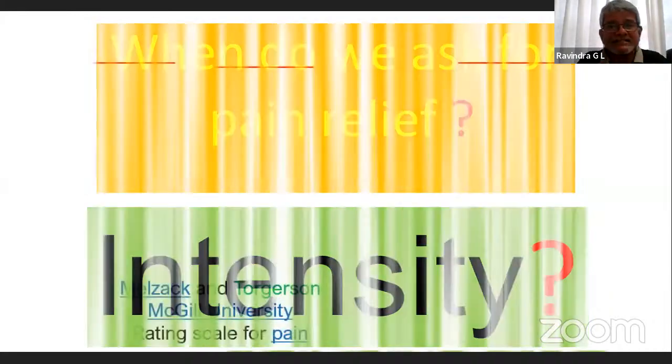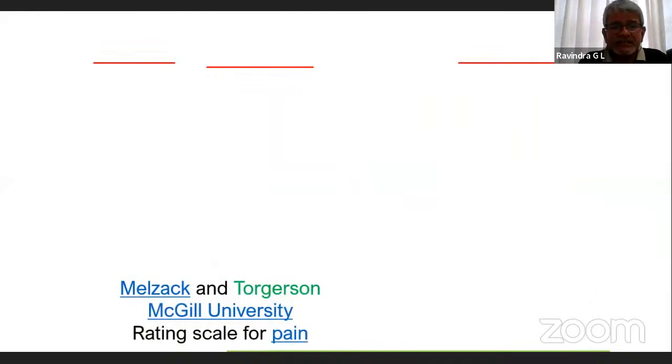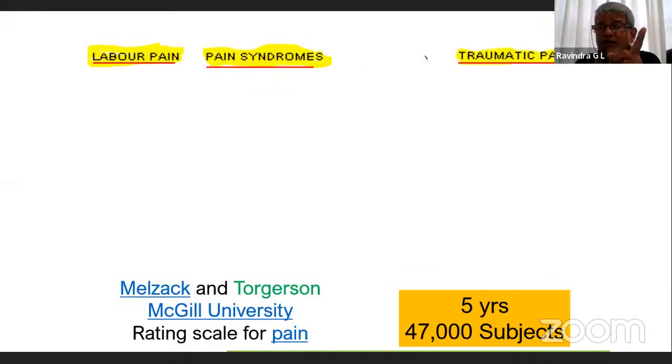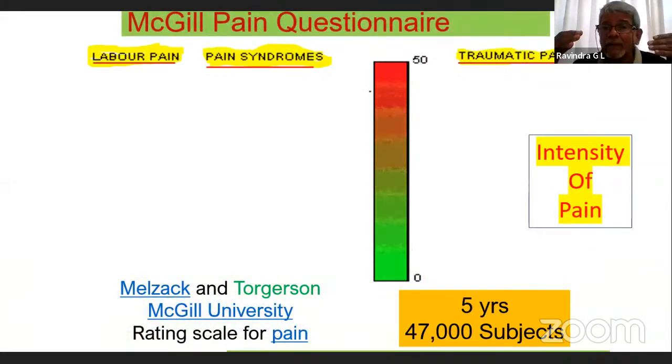Now, with this in the background, let's see the next thing. This is Melzack and Torgerson from McGill University. They formed a rating scale for pain and published it in the journal Pain. The study was conducted over 5 years, with 47,000 subjects, all of whom attended the emergency department with some kind of aches and pains. These were divided into three groups: labor pain, pain syndromes, and traumatic pain. All of them were asked to rate their pain on a scale of 0 to 50, and then to plot it across.